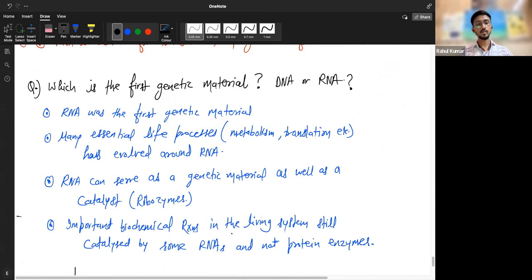Okay. So from the next class, I will start with the three processes of the central dogma: replication, which is DNA from DNA; transcription, which is RNA from DNA; and translation, which is protein from RNA. These three things I'll do in detail from the next class.